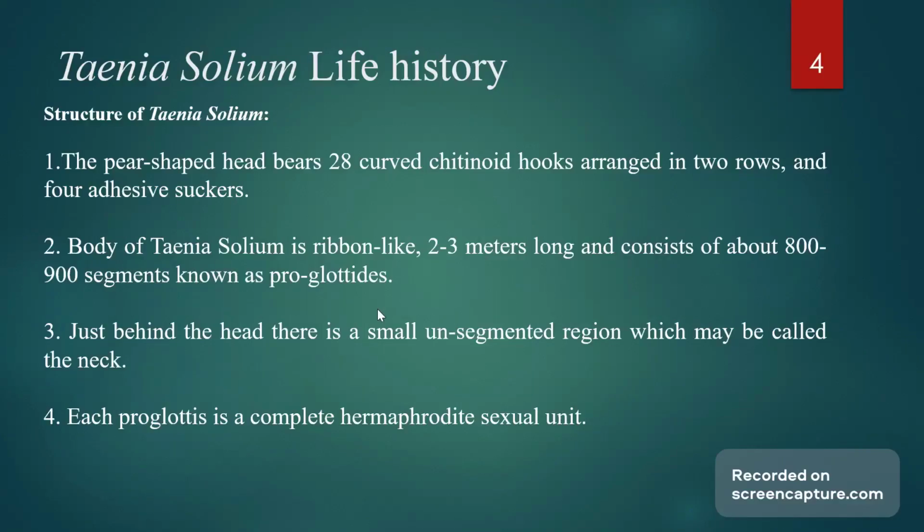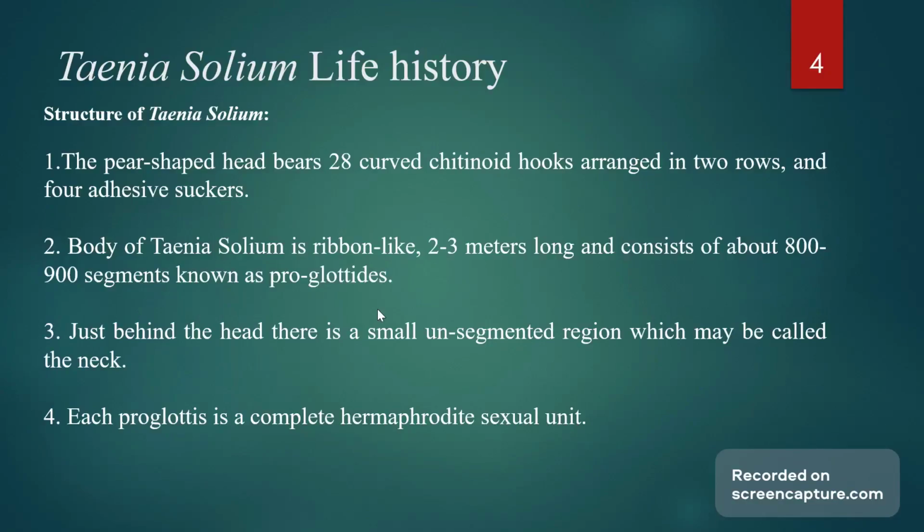Just behind the head there is a small unsegmented region which may be called the neck, which is known as strobila. Each proglottid is a complete hermaphrodite sexual unit. That means each proglottid has male and female reproductive parts.